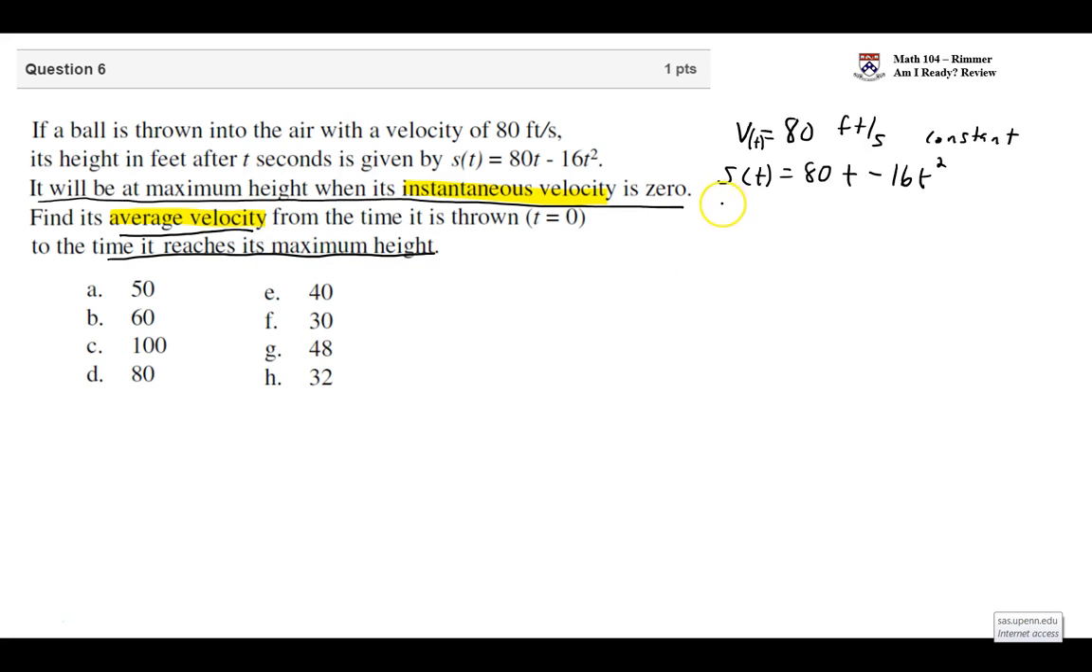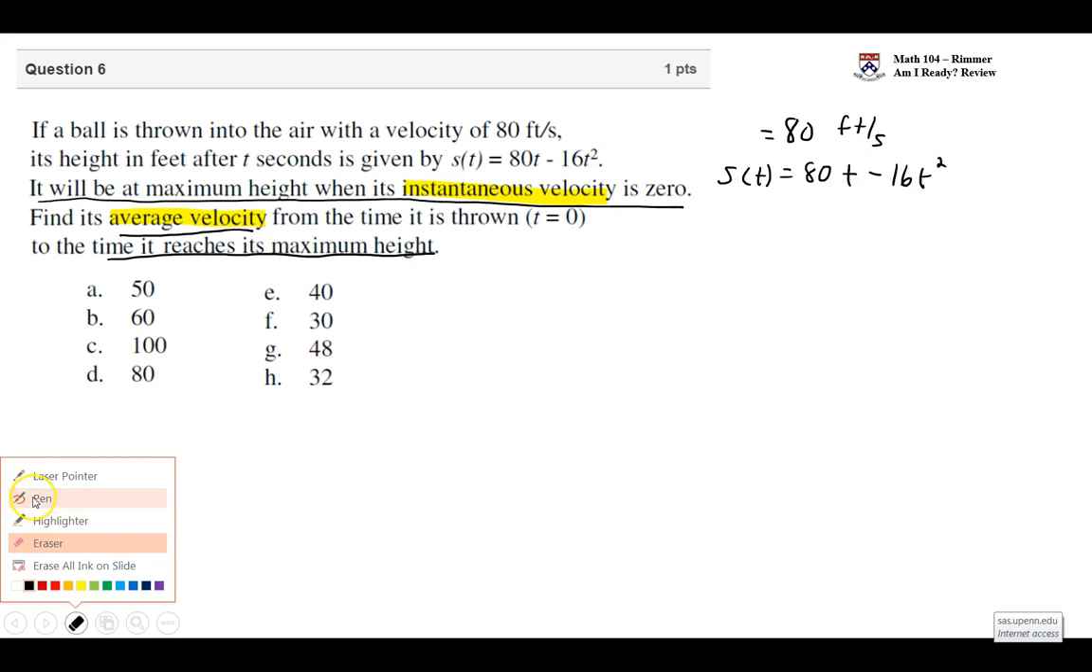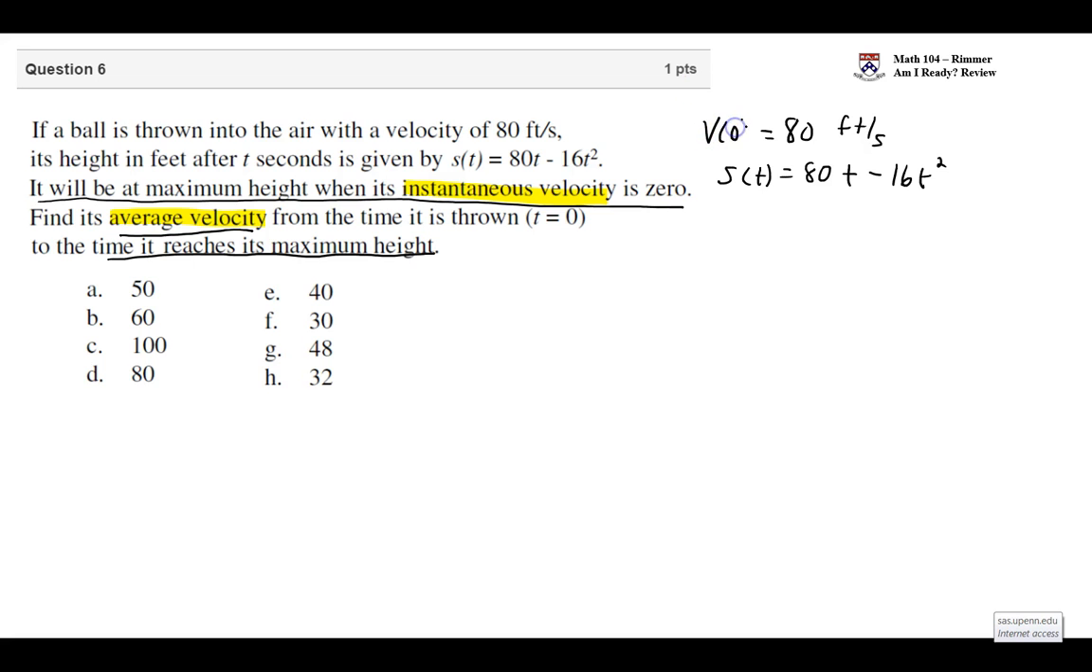Let's take the derivative. Yeah, this is the initial velocity, sorry. Sorry about that. Initial velocity is that. And so we take the derivative. S prime of t is the velocity. It's a function of time. And it is 80 minus 32t. And what we're going to do with this is set this equal to 0 and solve for t.